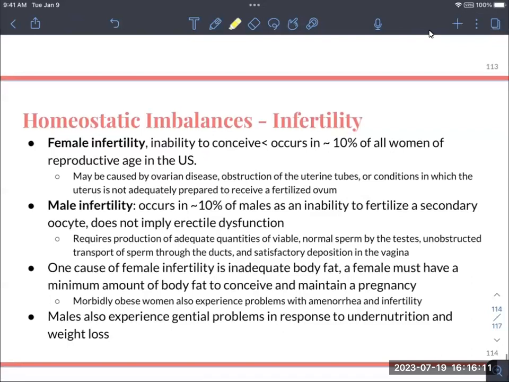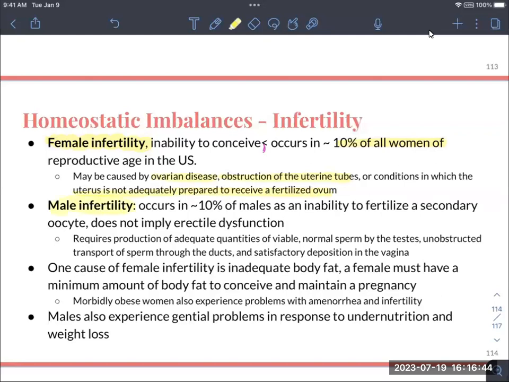Female infertility. Female infertility is the inability to conceive. It's going to occur in about 10% of women of reproductive age specifically. Ovarian disease is one of the more common causes. Other causes include obstruction of the uterine tubes, or the uterus not being adequately prepared for fertilization.